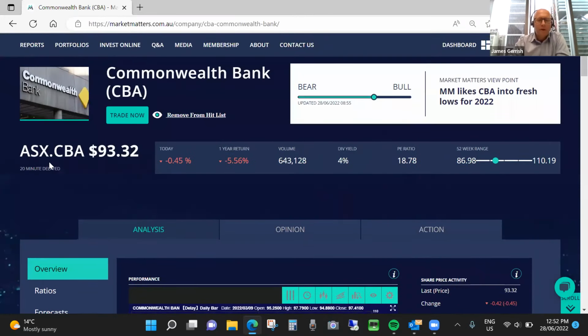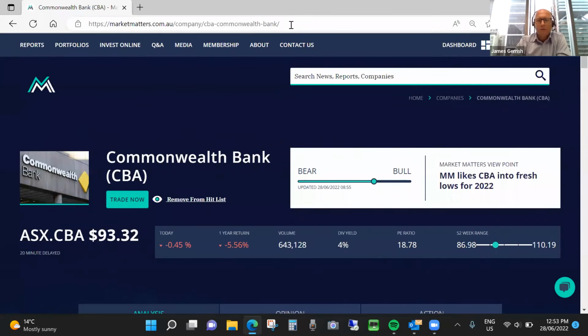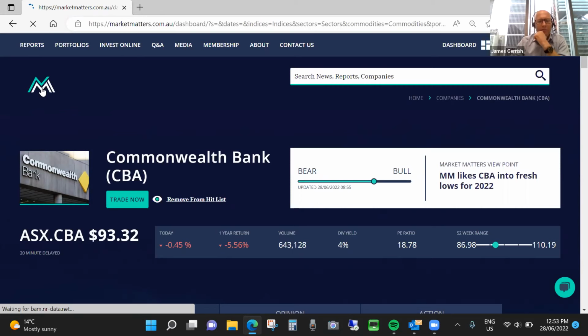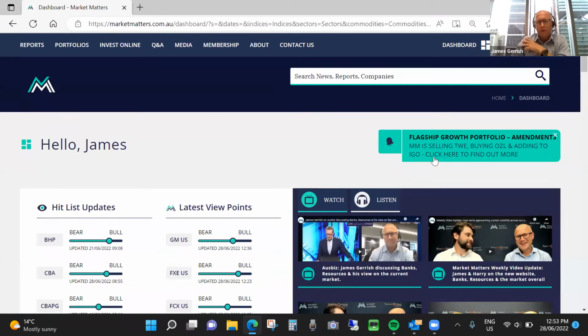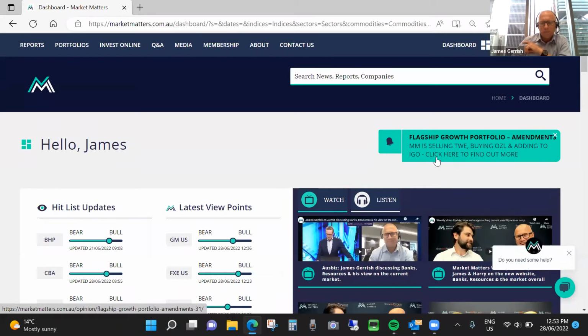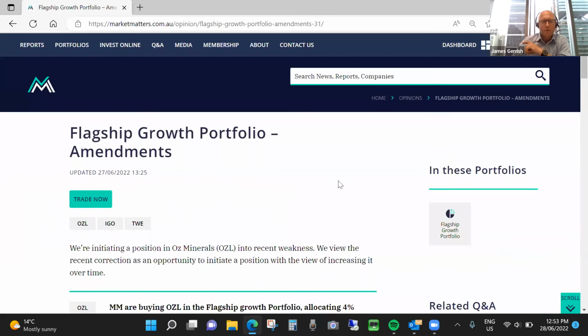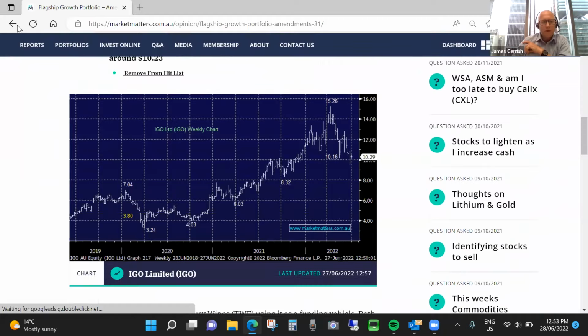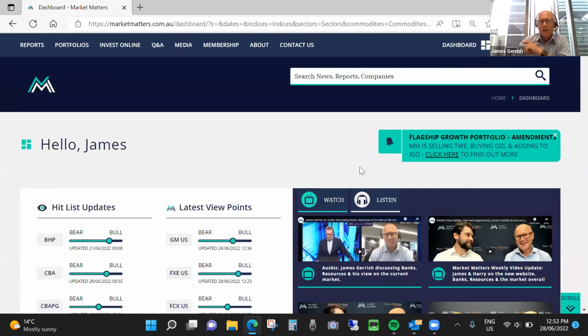In terms of the portfolios, because that's what a lot of people look for in terms of the Market Matters service, we send out SMS alerts when we transact on portfolios and email alerts. The SMS alerts are for our flagship growth portfolio, and then we send email alerts out for all the other portfolios. As we highlighted before, the flagship growth portfolio did some alerts. That goes on the website for 48 hours for the alert. And if you click on the alert, you can get a bit more information on what and why we're doing it and what portfolios they relate to.